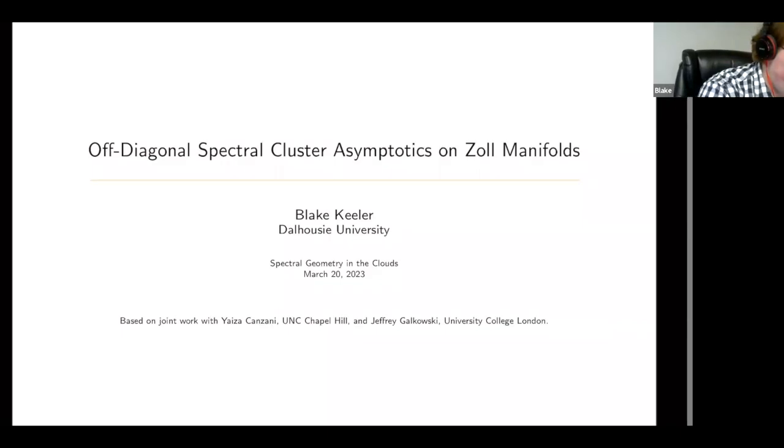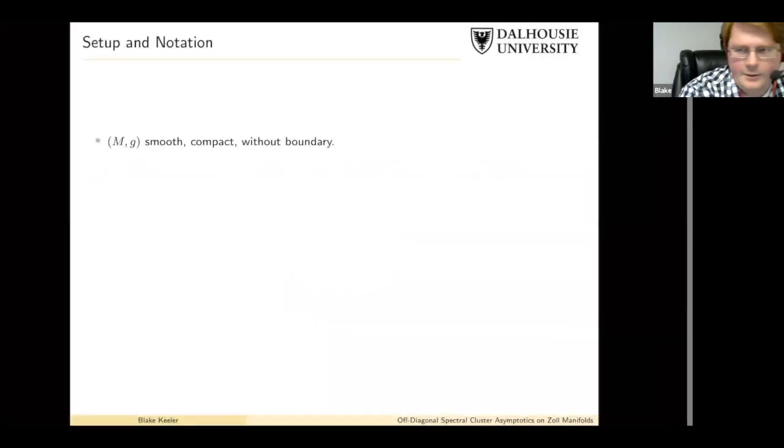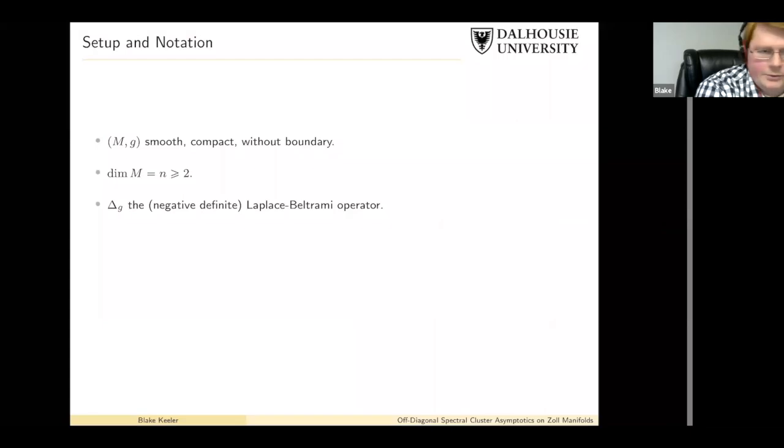So with that, I will go ahead and introduce a bit of notation. We're going to introduce a smooth, compact manifold without boundary equipped with a Riemannian metric G. As usual, we'll denote the dimension by little n, and the dimension will be assumed to be at least 2. And we will introduce the Laplace-Beltrami operator denoted by delta sub G, and we'll take it with the sign convention that it is negative definite, just to be clear.